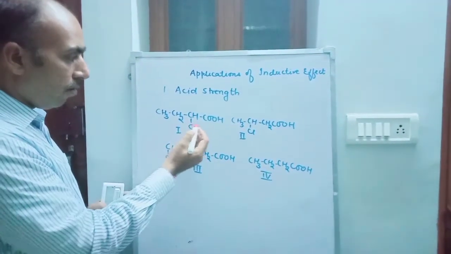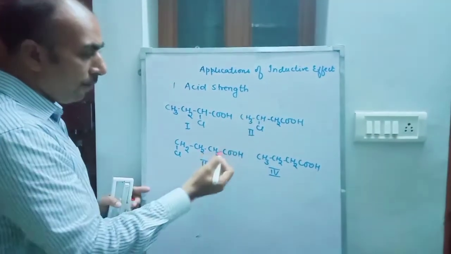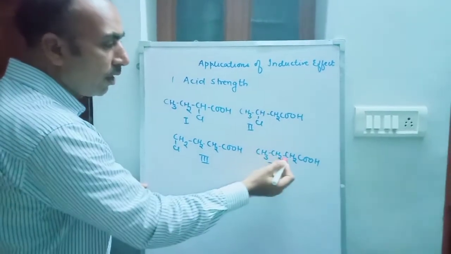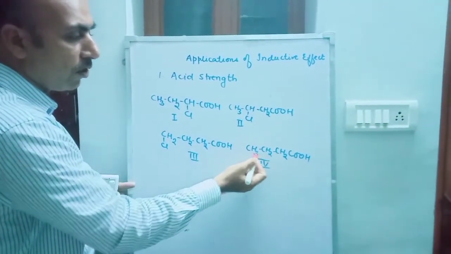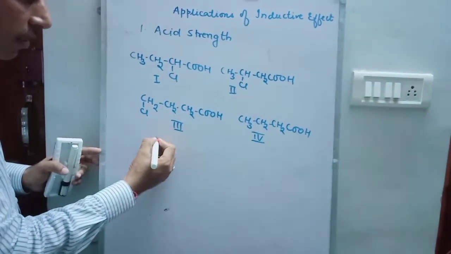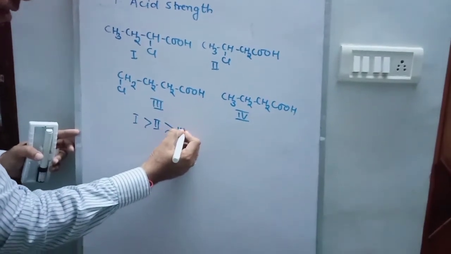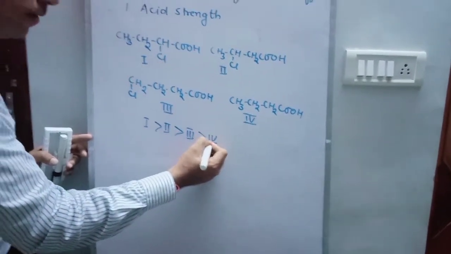Here it is nearby to the carboxylate group, here it becomes a little bit far away, here more far away, and this group is exerting plus I effect. This is the plus I effect exerting group, alkyl group, propyl is there. So if we write the acid strength, the highest will be for the first, the second will be less than that, and the third, and the least is the fourth.